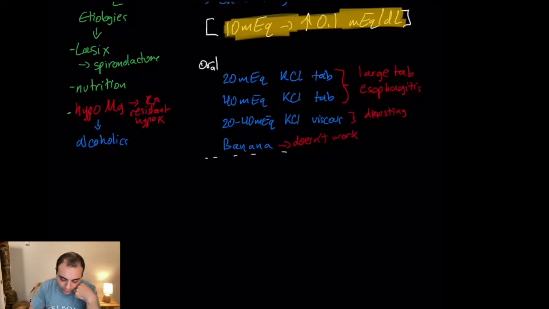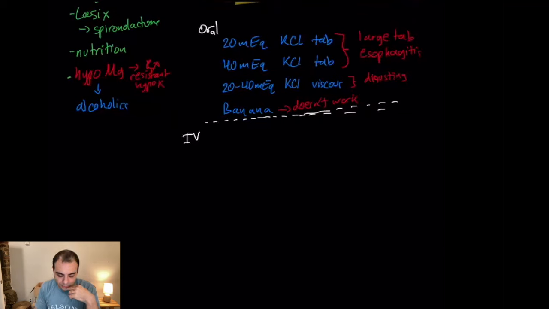Now, how about IV? When you're giving IV potassium, you have multiple options. But usually what you're going to use is potassium chloride. There's another formulation of potassium that you can use, which is potassium phosphate. We usually use the chloride because the potassium phosphate is not enough, and so this is the one of choice. When would you use potassium phosphate instead?